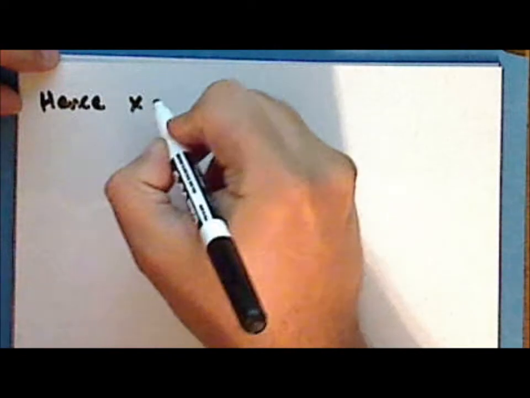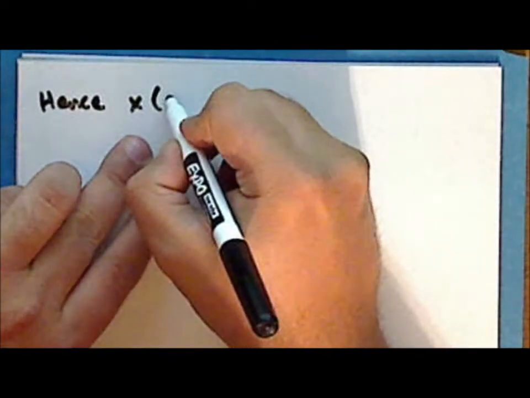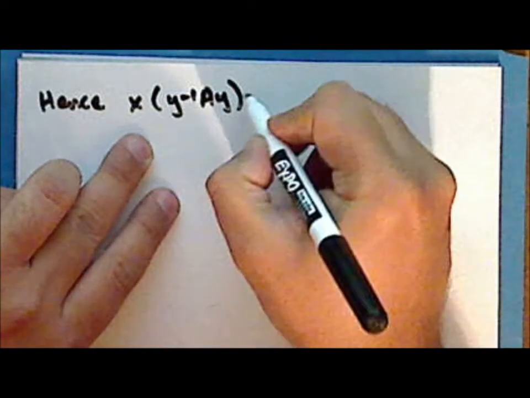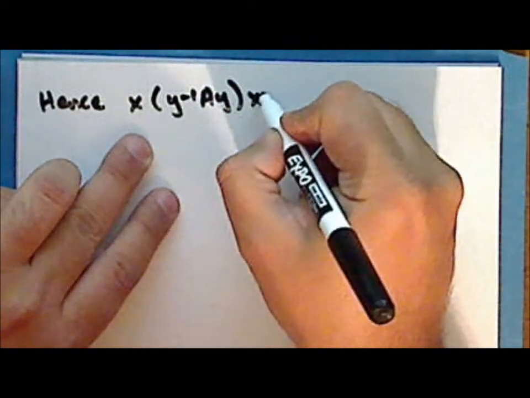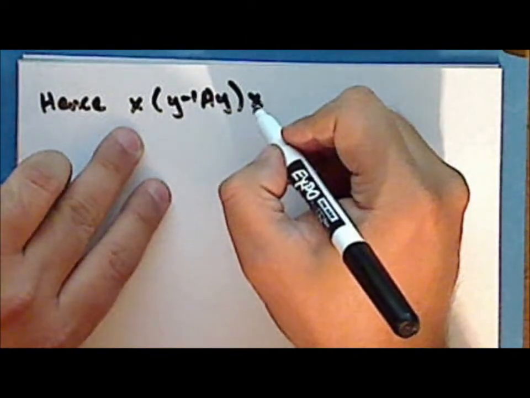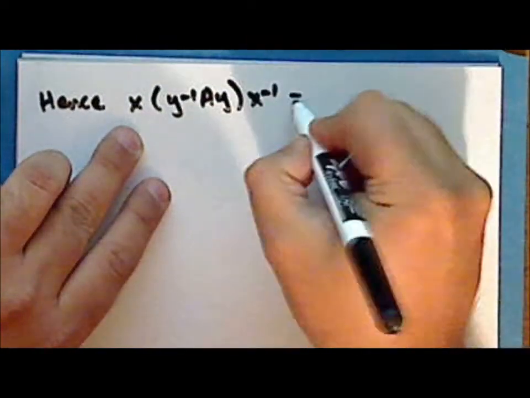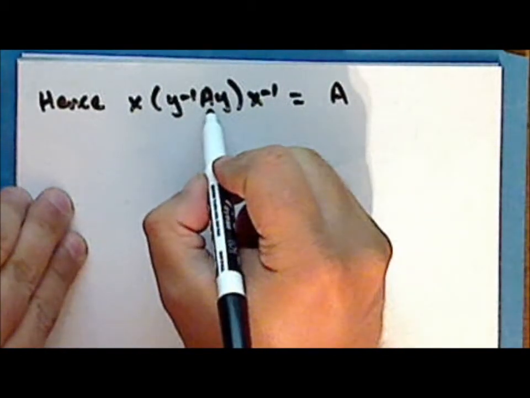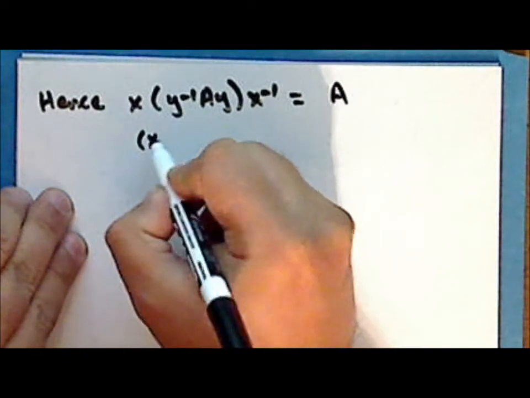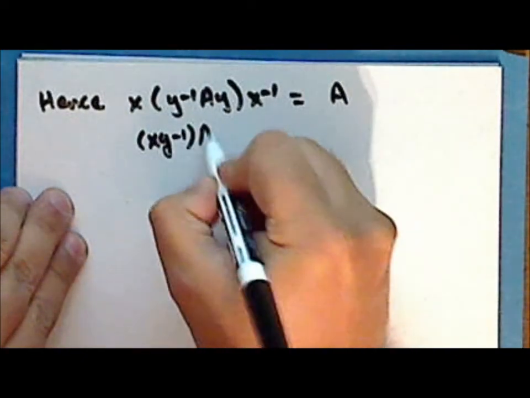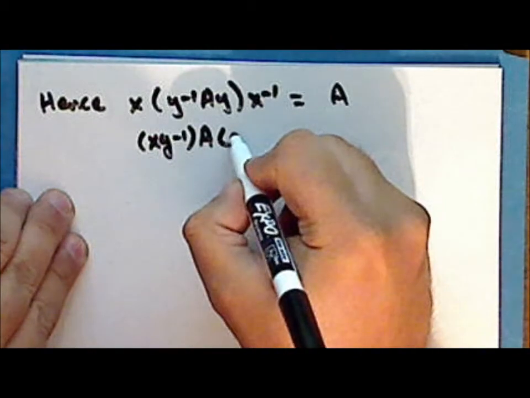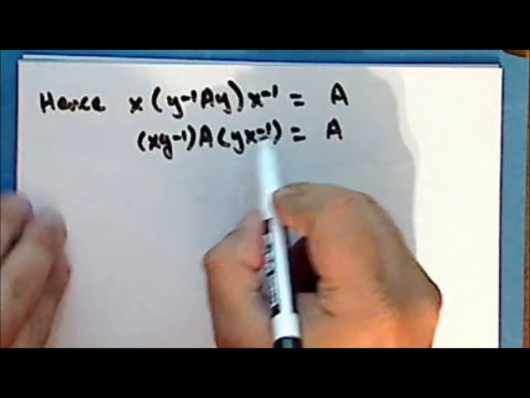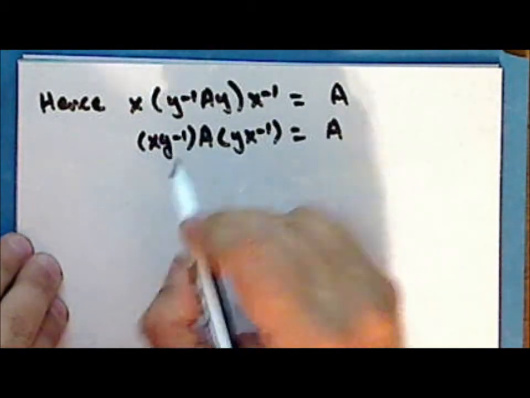And hence, multiplying the elements in the set of conjugations of the elements in A by y inverse on the left by x and on the right by x inverse is equal to A. This is the same as multiplying all the elements in the set A on the left by x times y inverse and on the right by y times x inverse. Now notice that y times x inverse is the inverse of x times y inverse.